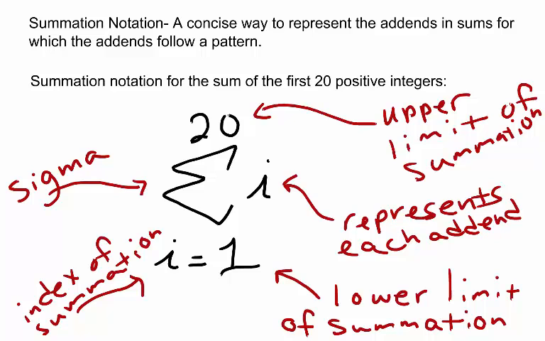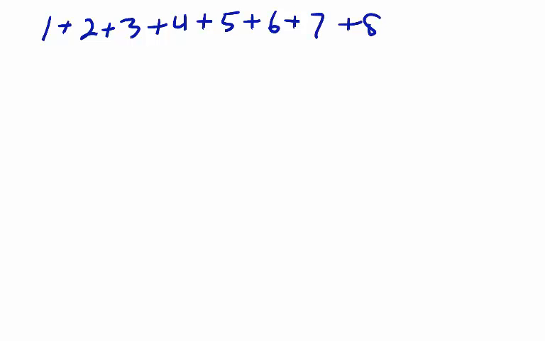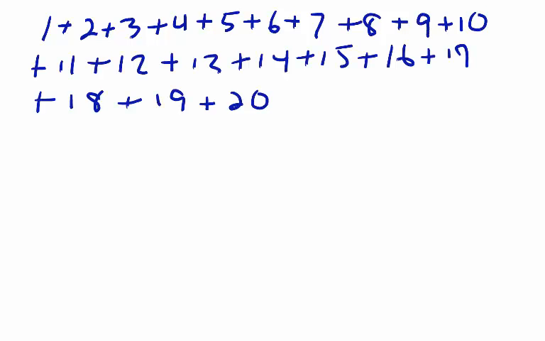If we were to expand the summation, it would be the sum of the first 20 positive integers. So in other words, we would simply add all integers from 1 to 20. And in this case, our sum is 210.